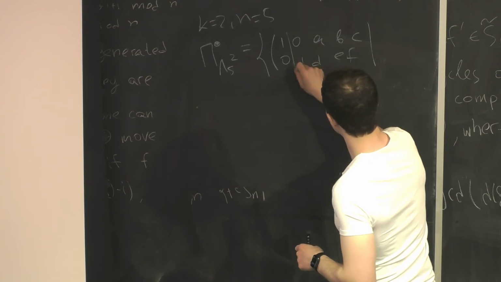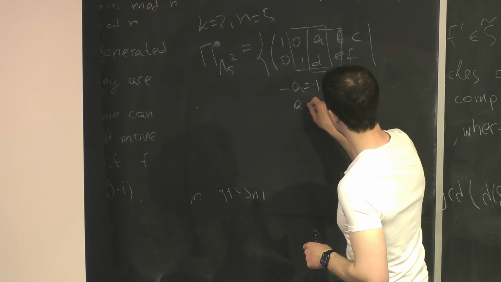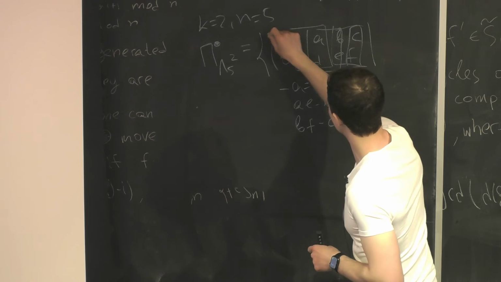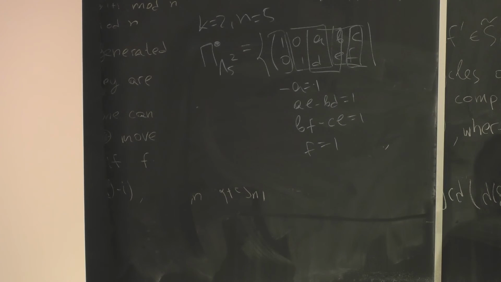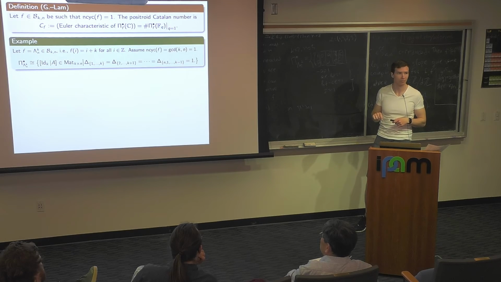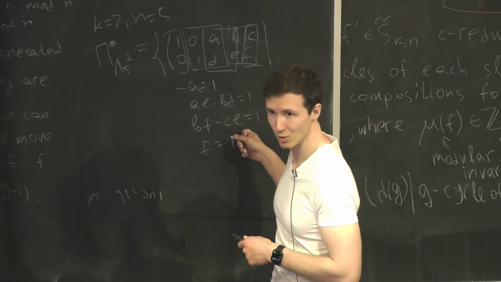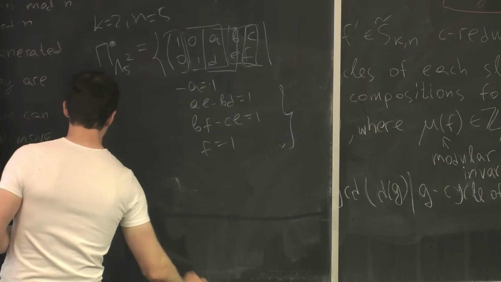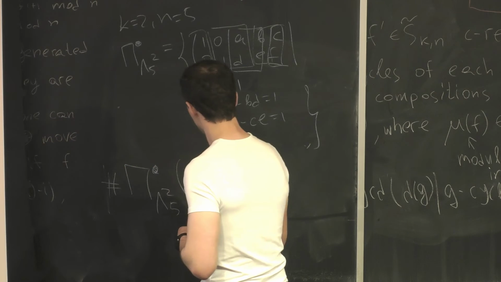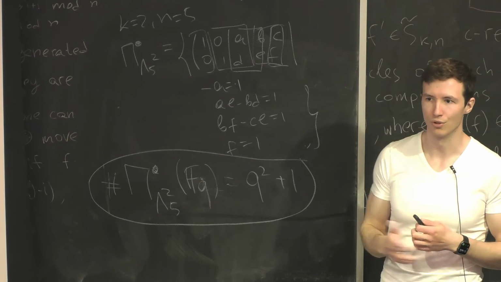So in this example, this determinant here has to be 1. So minus A has to be 1. And then this determinant is AE minus BD, it's 1. Next one, BF minus CE is 1. And then the last one is F has to be equal to 1. Okay, so that's my variety: the set of all 6 variables, 4 equations. And it's pretty easy to count the number of points over F_q. If you just count the number of solutions over a finite field with q elements, you're going to find, so I did this computation yesterday, the number of points of this variety over F_q happens to be q squared plus 1.